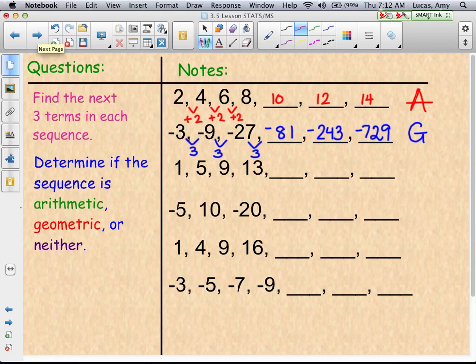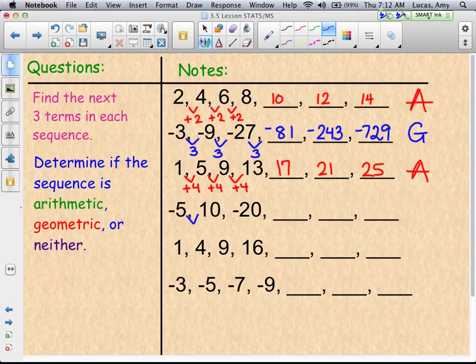Okay, my next one. I'll check for addition first. If I add 4, add 4, add 4, perfect. So continue adding 4, 17, 21, 25, another arithmetic sequence. The next one, when the signs are flipping back and forth, negative, positive, negative, I know it can't be an arithmetic sequence.